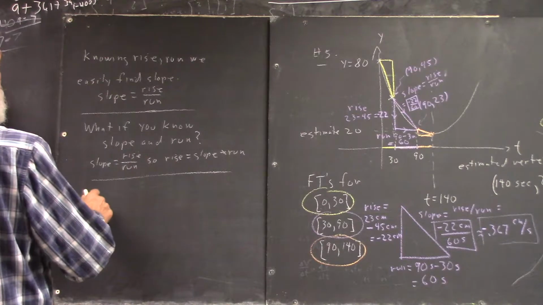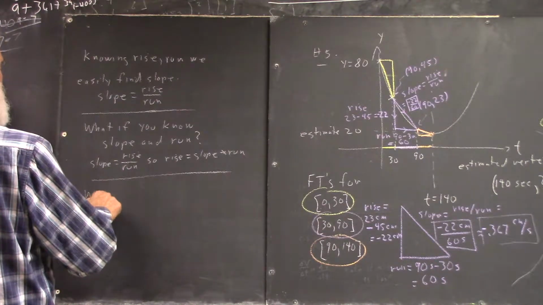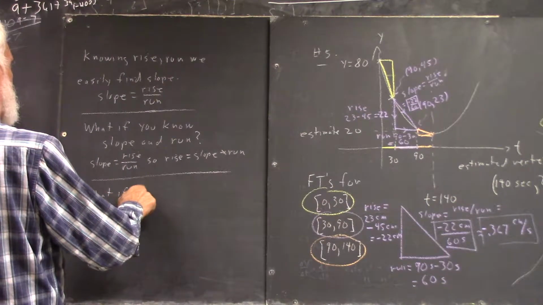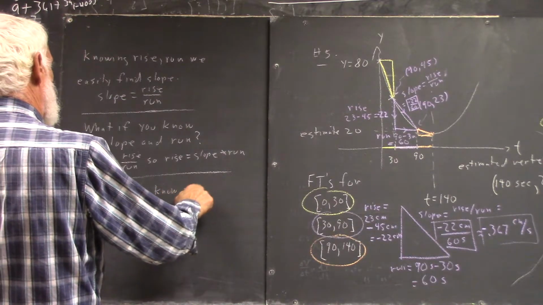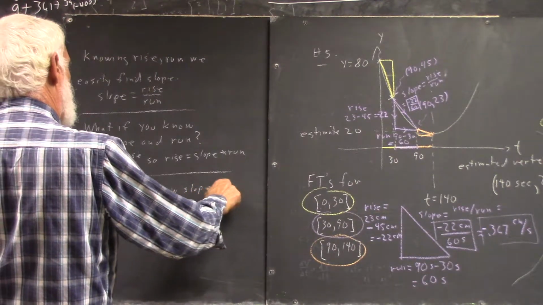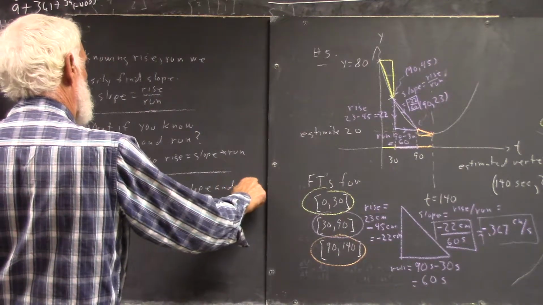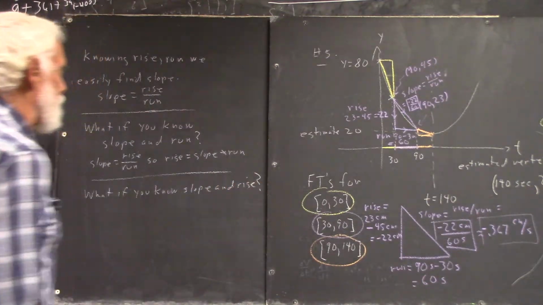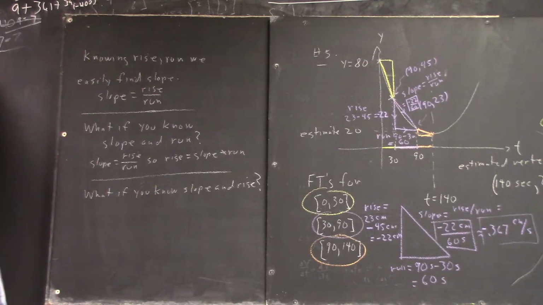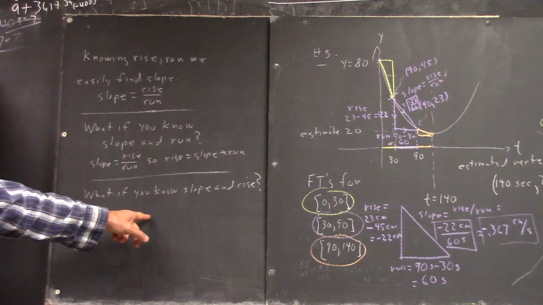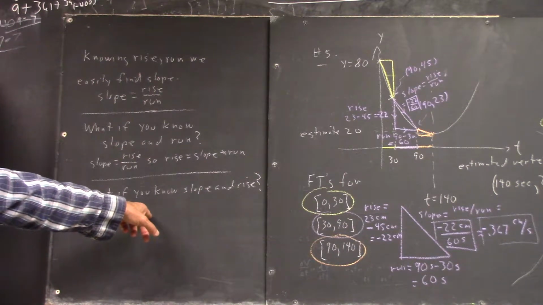What if you know the slope and the rise? Now this is the one that tends to be a little more confusing. You got to be careful about it. Okay? This one gets to be kind of intuitive. This one, not so intuitive. Okay?